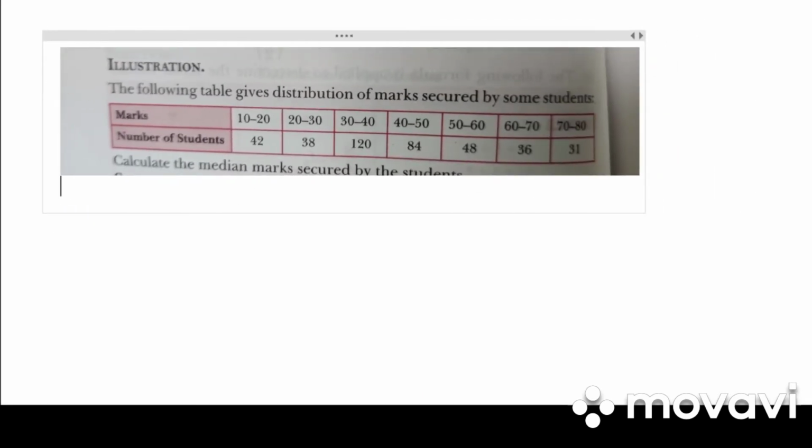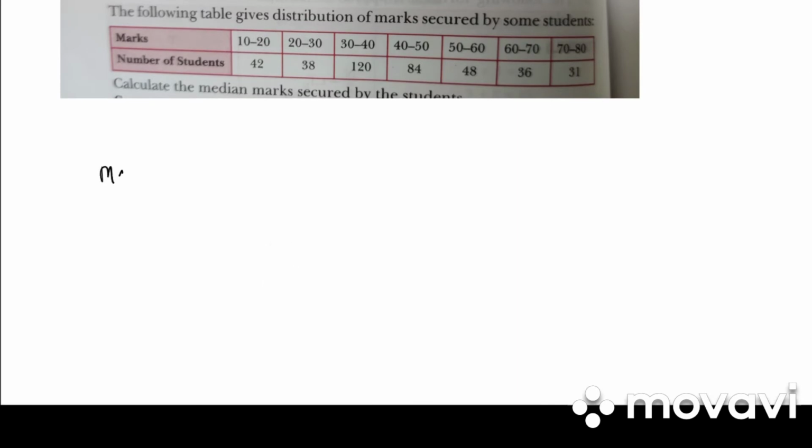Next, let's go on to another illustration. The following table gives distribution of marks secured by some students. They have given us marks and number of students.